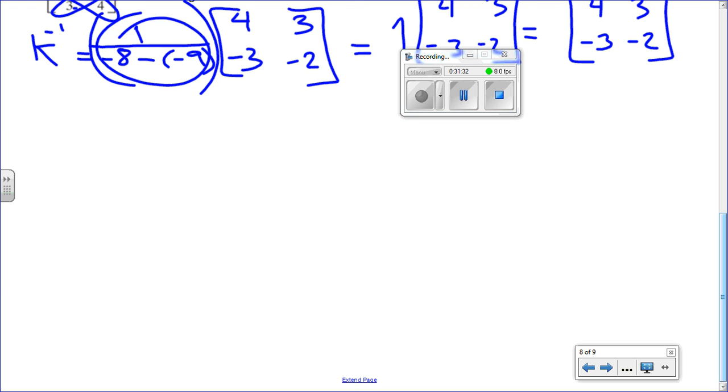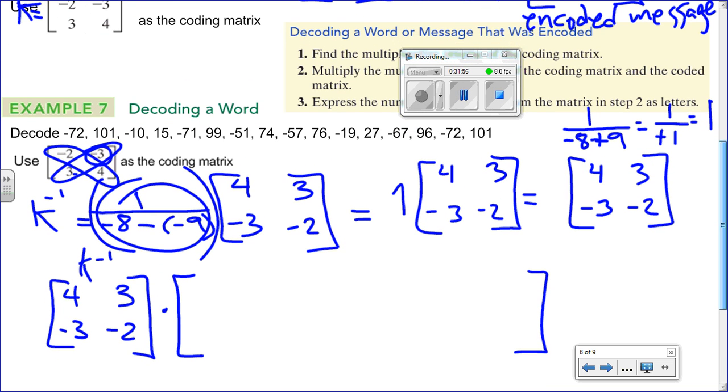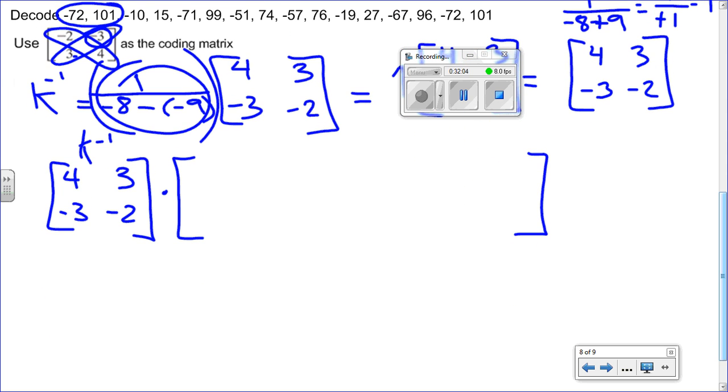So now, how are we going to decode the message that I wrote for you? It's a very nice one. You're going to have to multiply the key inverse times the message that I wrote for you. It is going to be a 2×8 matrix. For example, every 2 numbers is 1 column: -72, 101, and then -10, 15, -71, 99. With your partner, one of you can be reading the numbers and the other one typing them on the calculator. I'm going to show you how to do multiplication, so you can check all of your answers.